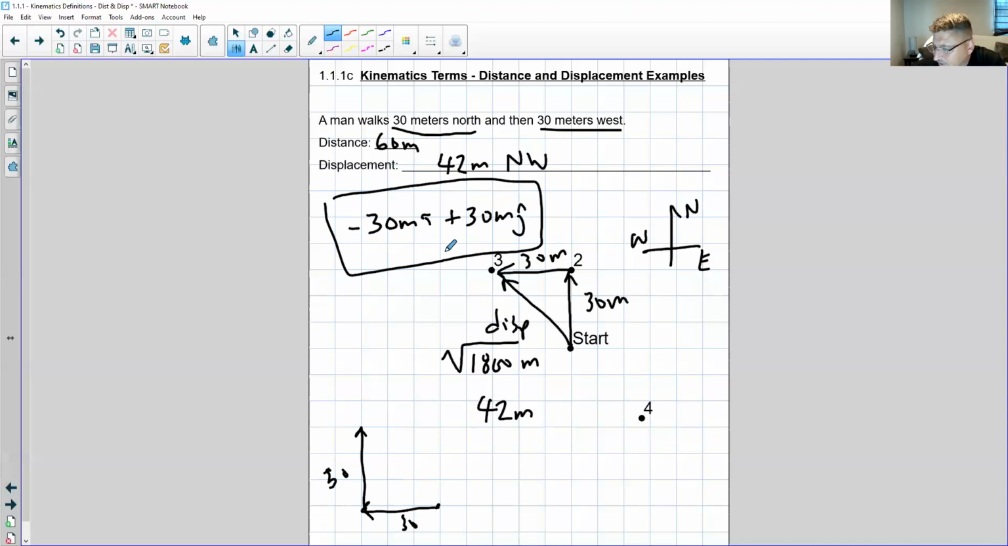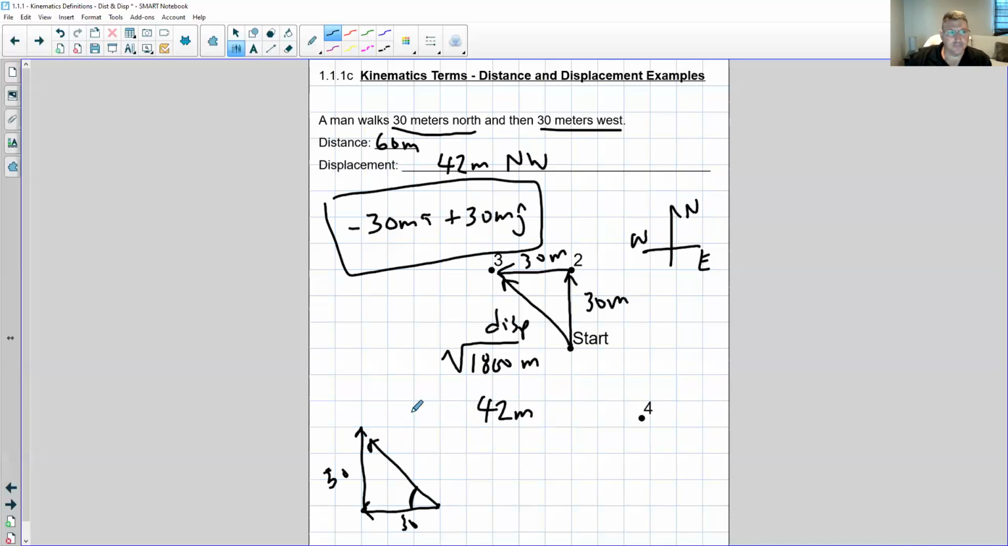And you could calculate how far that person is from where they started. You just use the Pythagorean theorem. And you could determine what the angle of travel is. You can determine the direction in which that person is from the sides of the triangle.